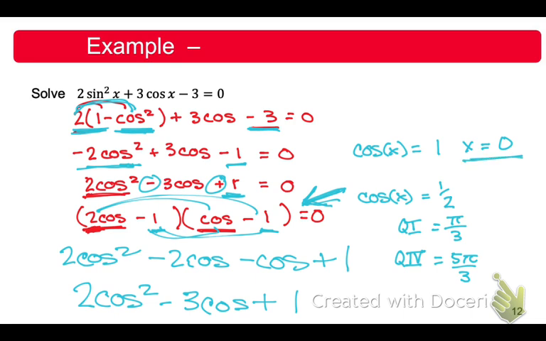So I've got 0, pi over 3, and 5 pi over 3. Now these are just 1 revolution. If I wanted to make it all, I'd add plus or minus 2 pi n. Because this one doesn't say from 0 to 2 pi, the assumption is it does all. On the test, if I don't tell you all, don't tell me all.